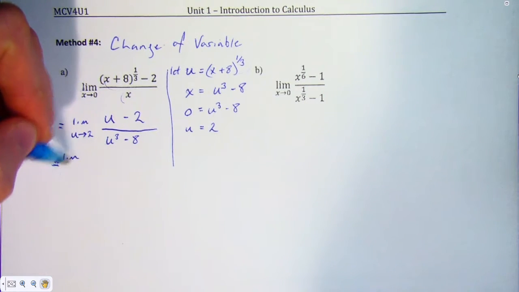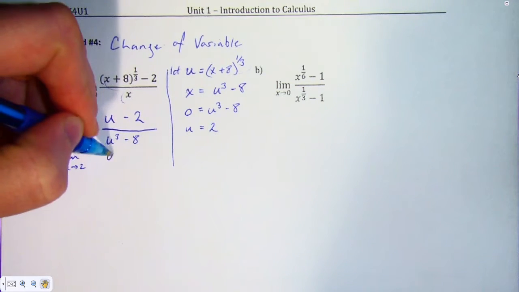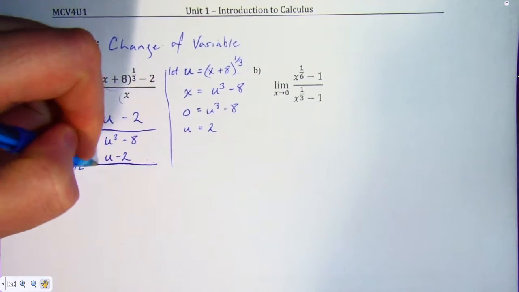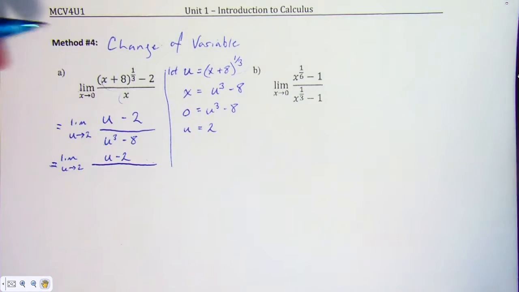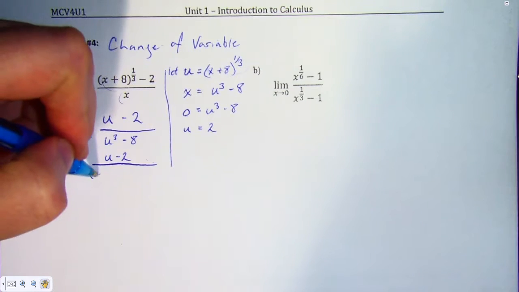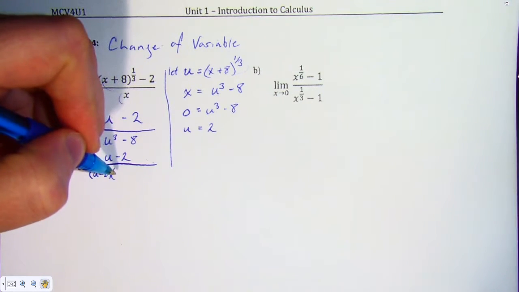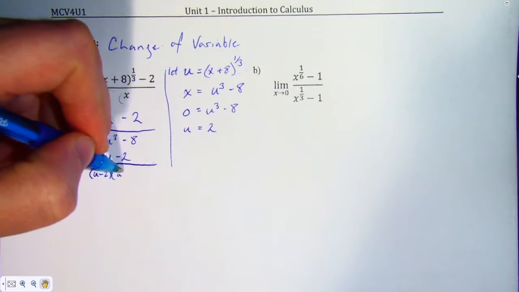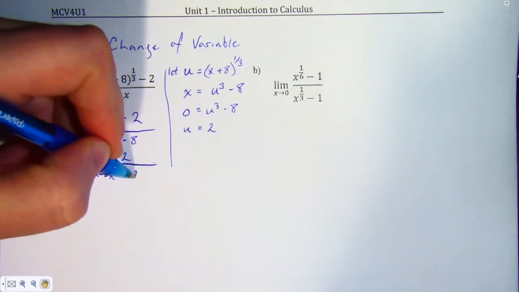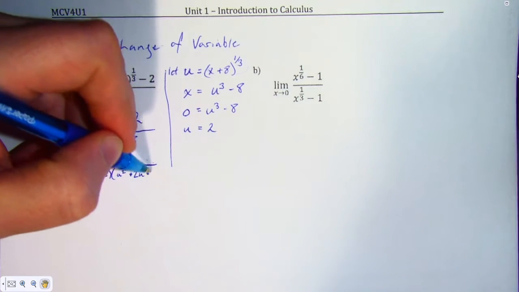We can say that that's the limit as u approaches 2. We're going to leave the top for now, because there's nothing we can really do with that. But on the bottom, we've got a difference of cubes. So that's going to be u minus 2 times u squared plus 2u plus 4. Okay.